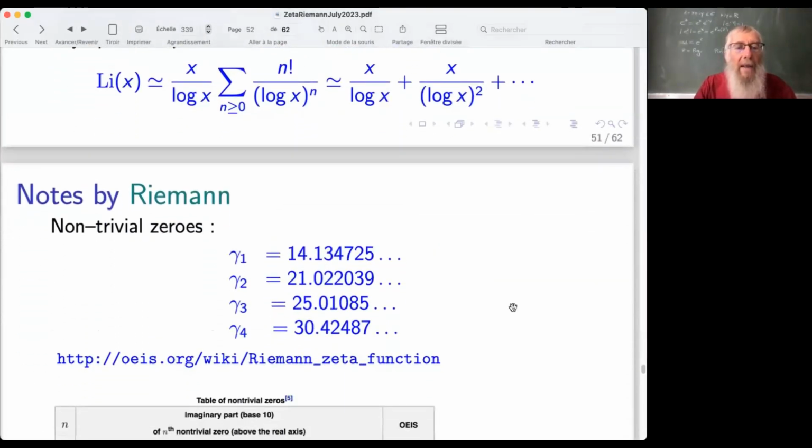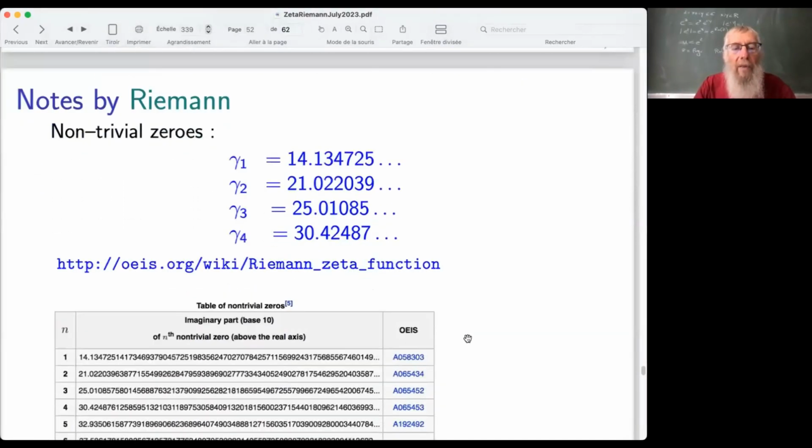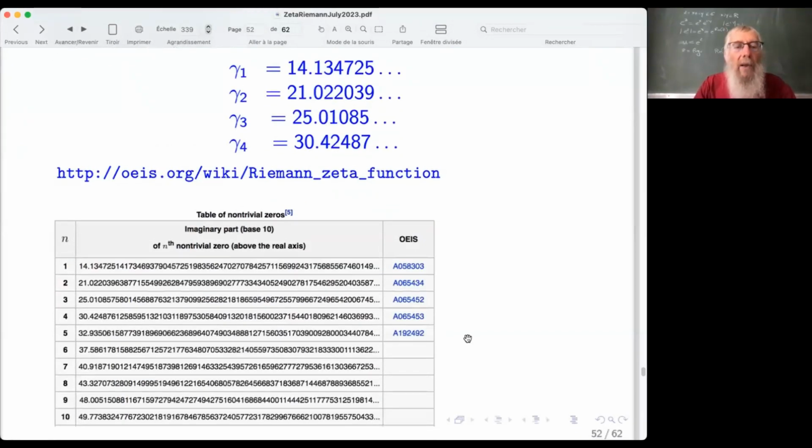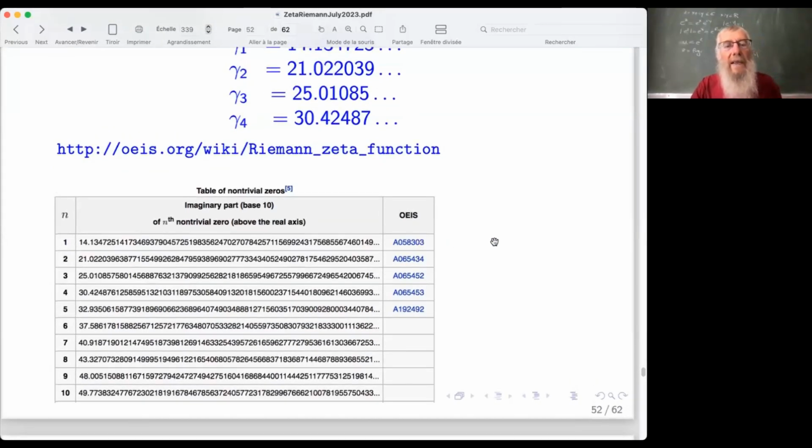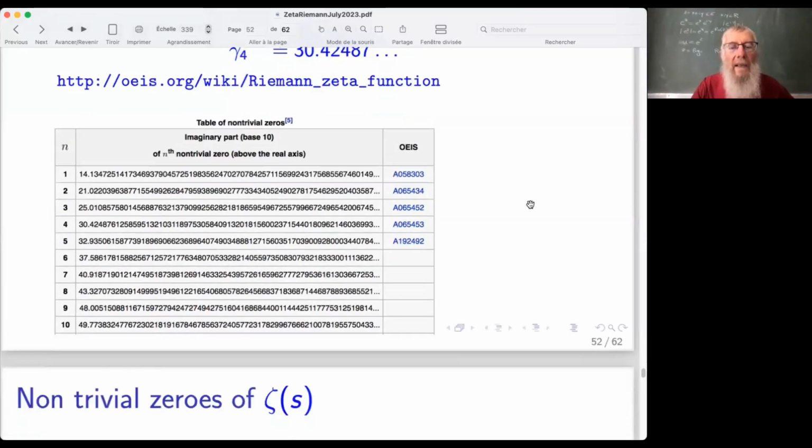There are some notes by Riemann on non-trivial zeros, and he computed the first non-trivial zeros. And if you look at the internet, you will find many zeros which have been computed with many decimals. And these references are on the Online Encyclopedia of Integer Sequences, which has a lot of information on many sequences. And this table is from the Online Encyclopedia of Integer Sequences for the reference, which is the Riemann zeta function.